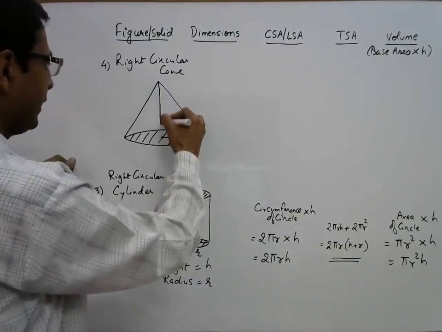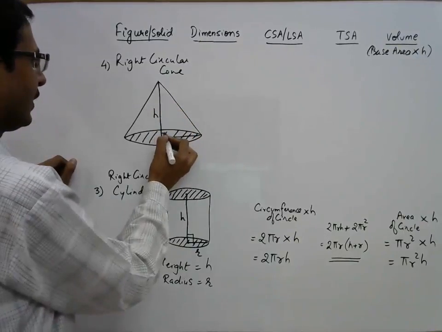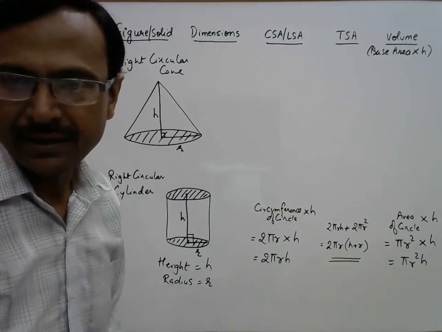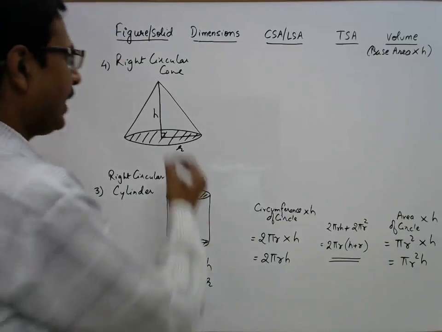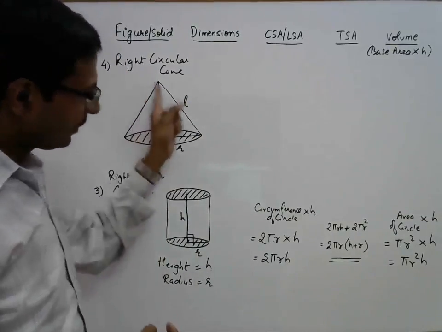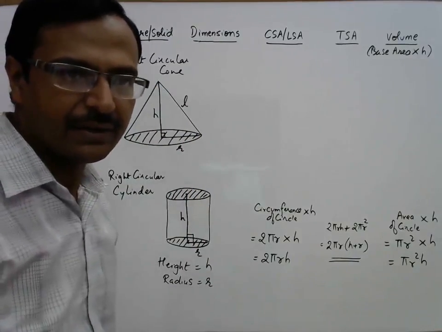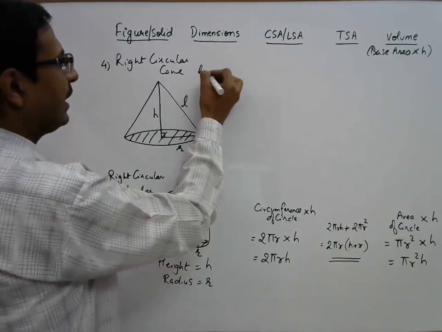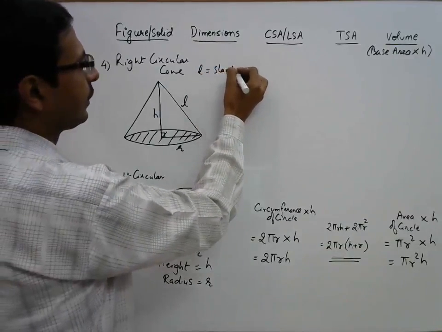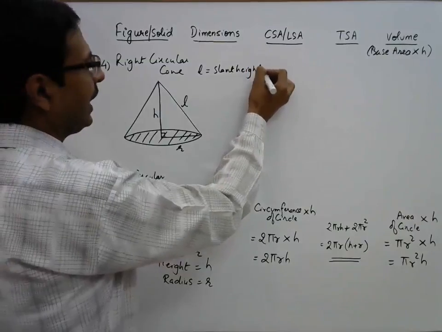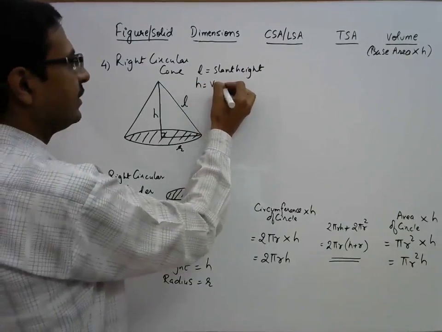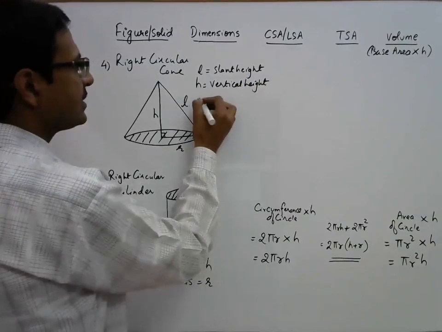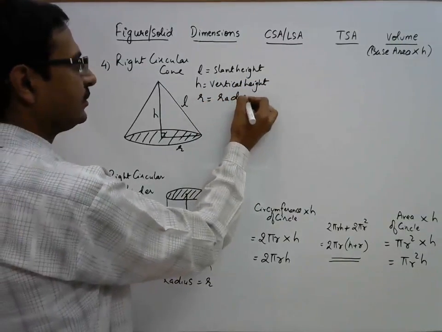Now this is the height h, and in case of a cone we have one more height. That height is the slant height L. So the dimensions of a cone are L is the slant height, H is the vertical height, and R is the radius of base.